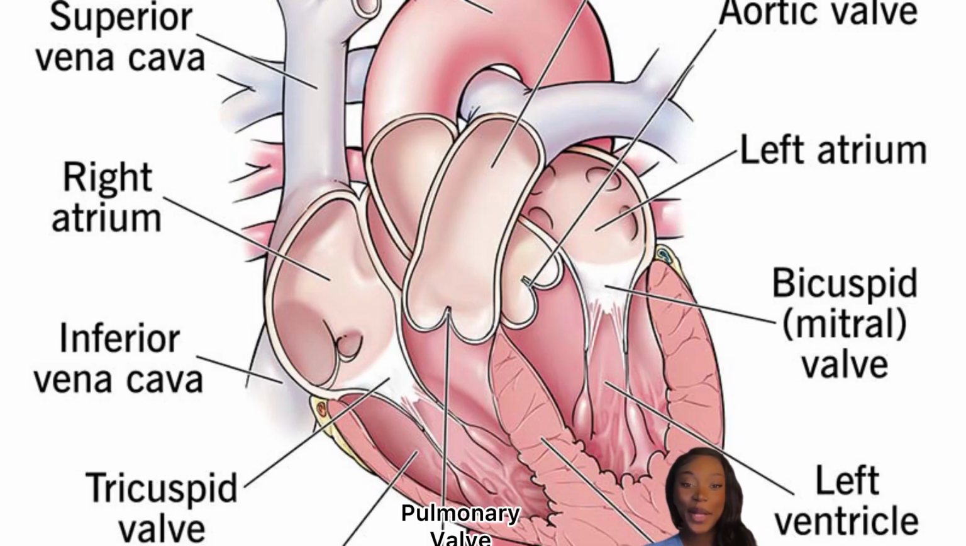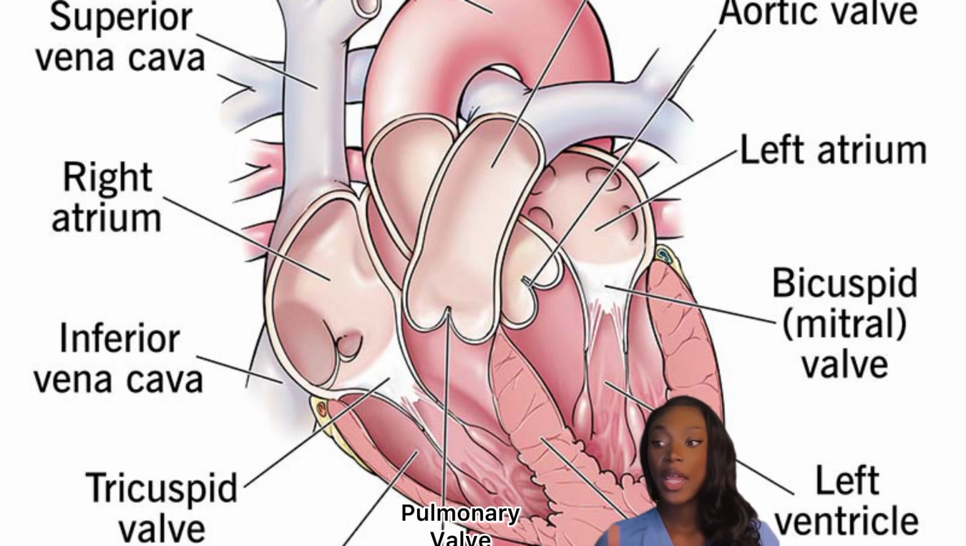So let's talk about the heart. We'll spend a lot of time on the heart because it is the main organ, not in the body, but in this system specifically. The heart is a muscular organ located in the chest cavity between the lungs. It's roughly the size of a closed fist, and it's positioned slightly towards the left side of the chest. This means that the left lung is slightly smaller than the right lung because it has to make room for the heart.